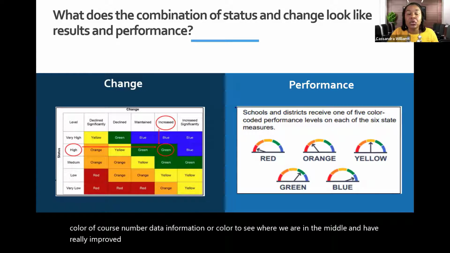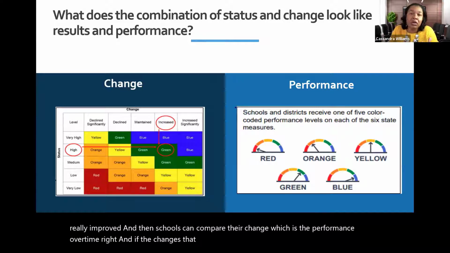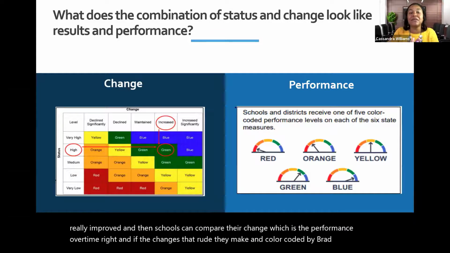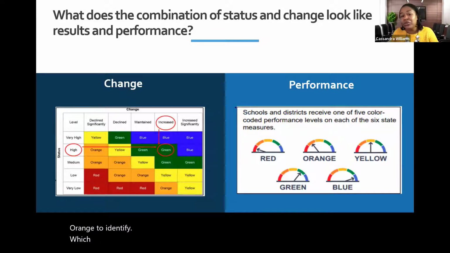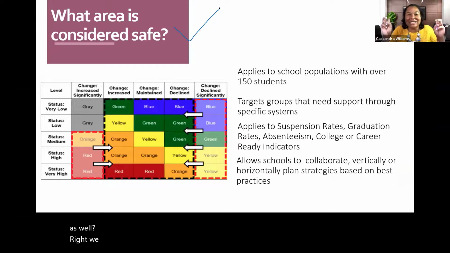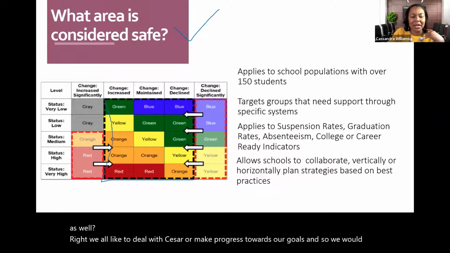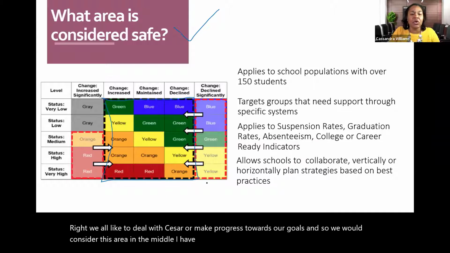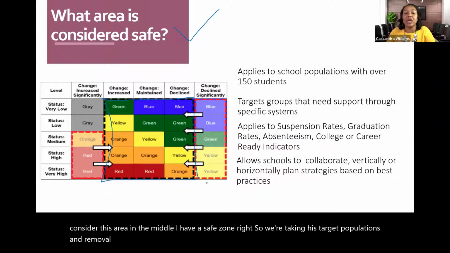And then schools can compare their change, which is the performance, over time, right? And if the change has not moved, then they can color code it by red, yellow, orange to identify which areas we are focusing on and which areas need the growth that we're focusing on as well. Now, safe, right? We all like to be in the safe zone or make progress towards our goal. And so we consider this area in the middle our kind of safe zone, right? So we're taking these targeted populations and we're moving the needle. Have we changed? Have we increased? Are we maintained? Have we declined in certain areas?